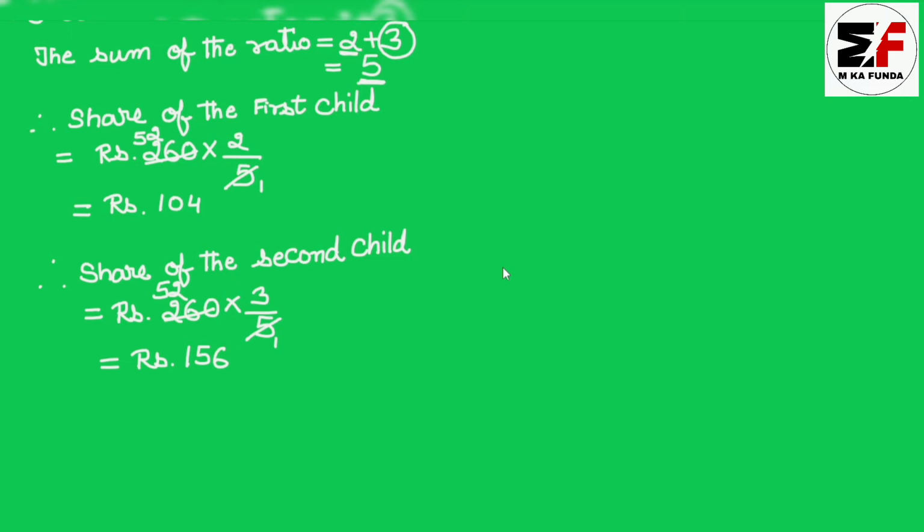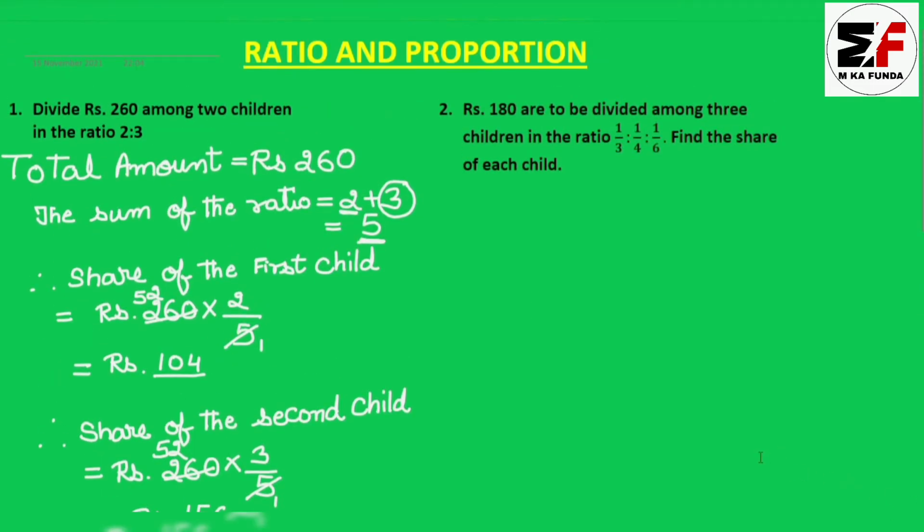Now if you have a doubt whether your answer is correct or not, then what you can do, you can just add the first answer with the second answer. If you get the total amount, that is rupees 260, it means your answer is correct. Now let's move on to the next sum. Question number 2. Rupees 180 are to be divided among 3 children in the ratio 1 upon 3 is to 1 upon 4 is to 1 upon 6. We need to find the share of each child.